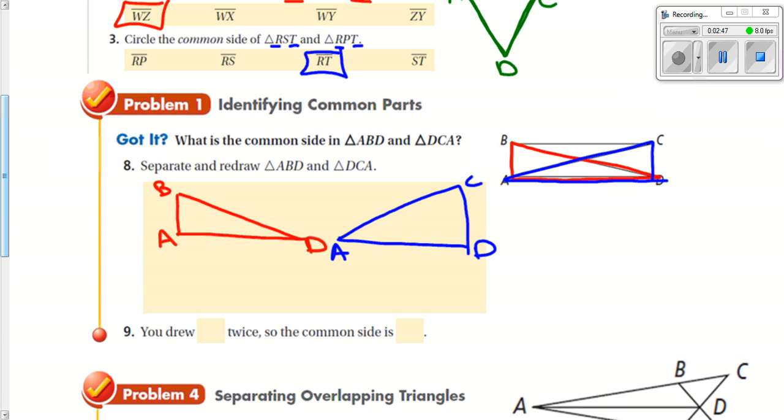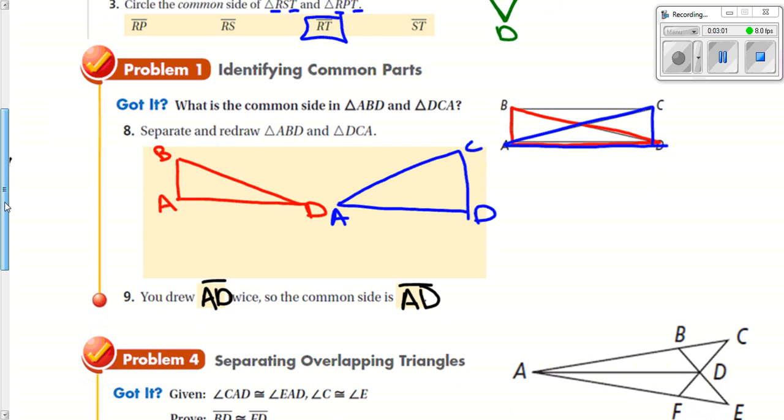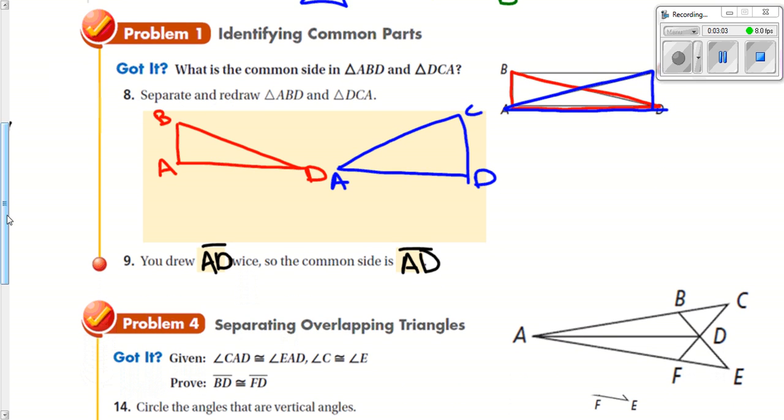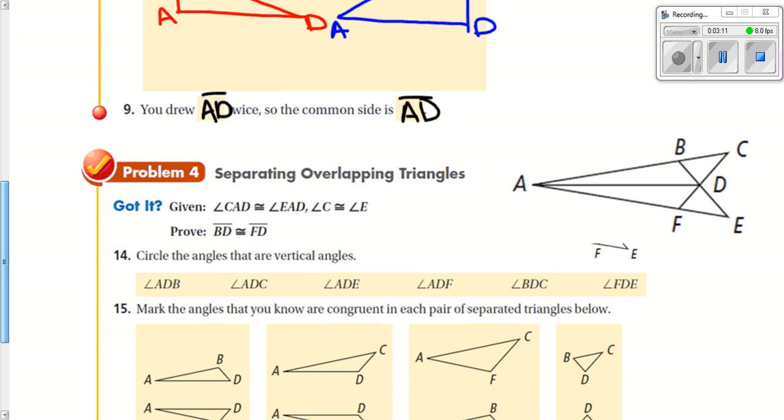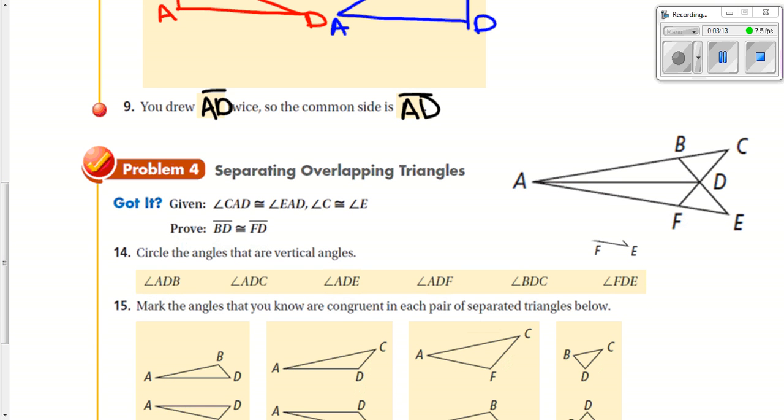Okay, so by breaking them apart, I can also see the common side that they share. So I drew AD twice. So that means that the common side is AD. Okay, so once again, breaking them apart and drawing it can help me find common sides. Also, coloring or outlining them in different colored highlighters, marker, pen, that can help too. Sometimes it's hard to see overlapping triangles. All right, let's take a look at this one.